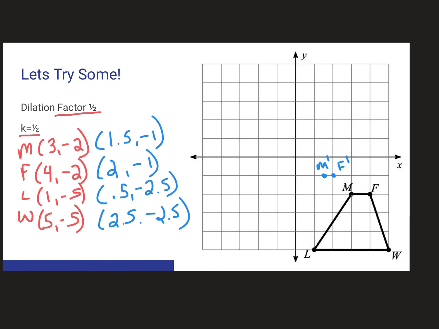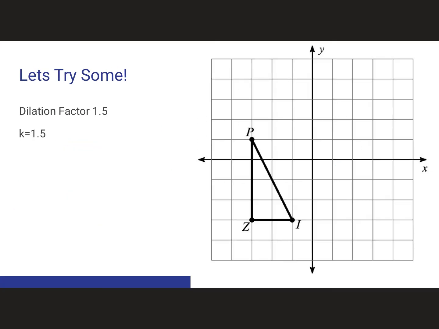So this line that was 1 is now only half. Then my next one is at (0.5, -2.5), which is about right here. And then my last one is at (2.5, -2.5), which is right here. Again, I'm going to just connect my dots. There we go. Again, the figure is smaller by a factor of 1/2.